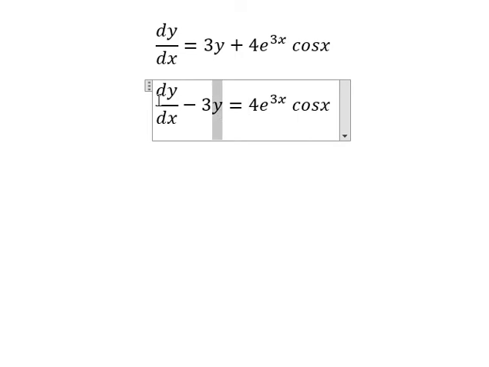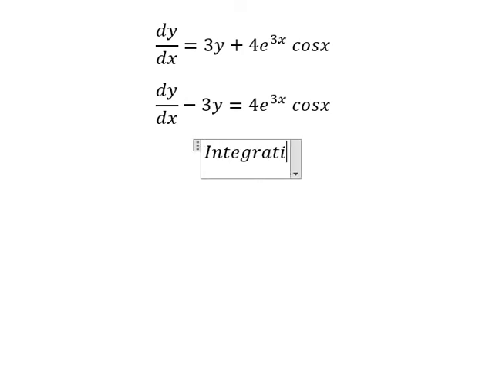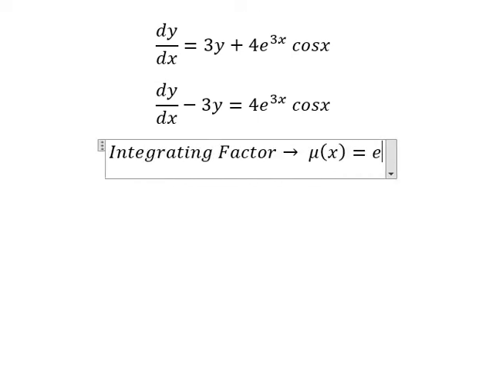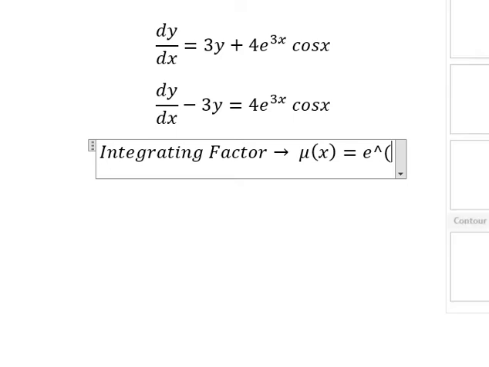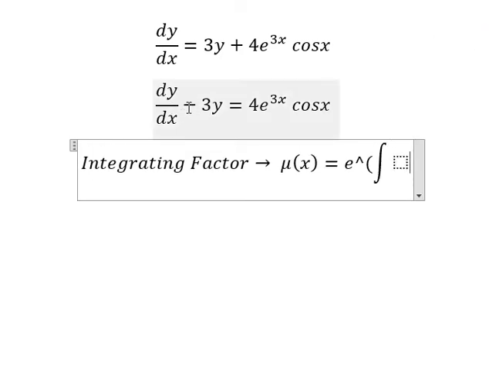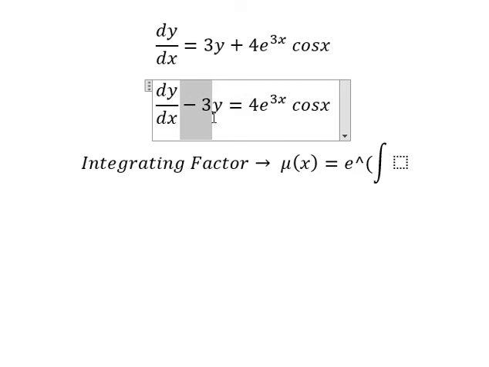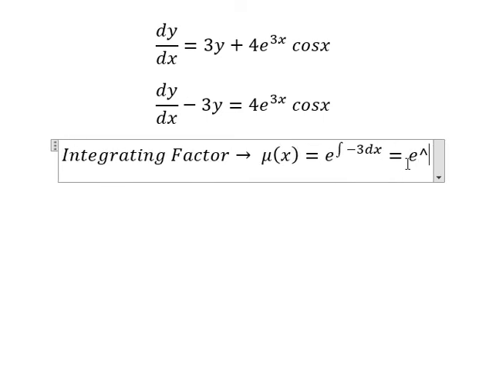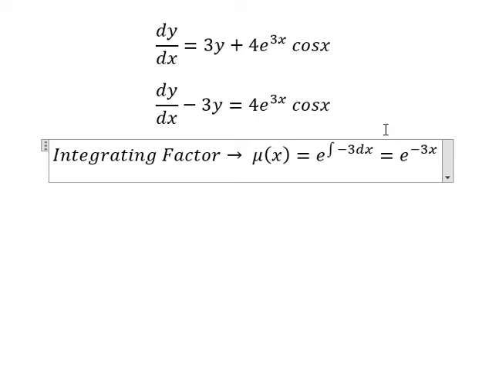So we have y and the first derivative of y. So we can use an integrating factor. So we need to find mu, which equals e to the power of the integration. So we see that negative 3 next to y, that is for the integrating factor. The integration of this one, we have e to the power of negative 3x.